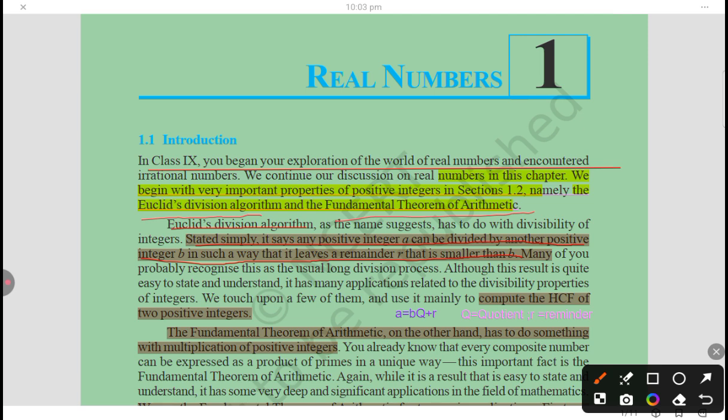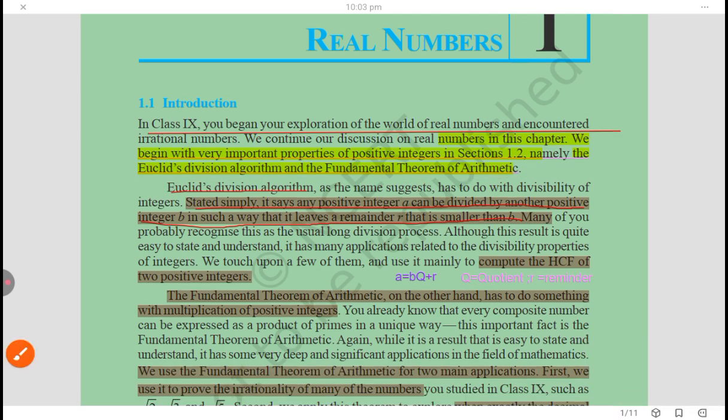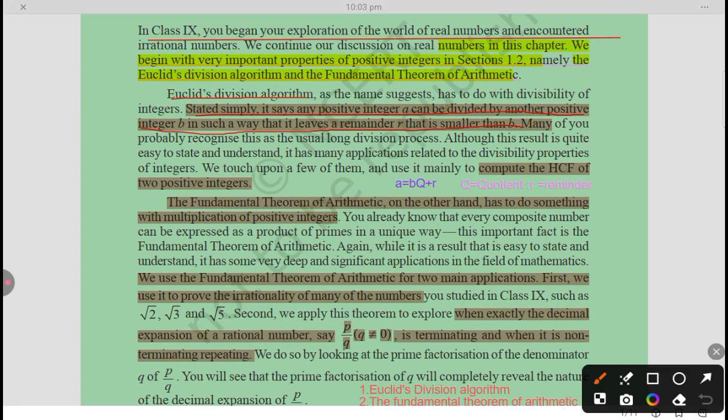Now coming to the fundamental theorem of arithmetic. It has to do with the multiplication of positive integers. You already know that every composite number can be expressed as a product of primes in a unique way. Let us take one composite number, 6. It can be written as 2 multiplied by 3. So 2 is a prime number, 3 is also a prime number, and 6 is the composite number.